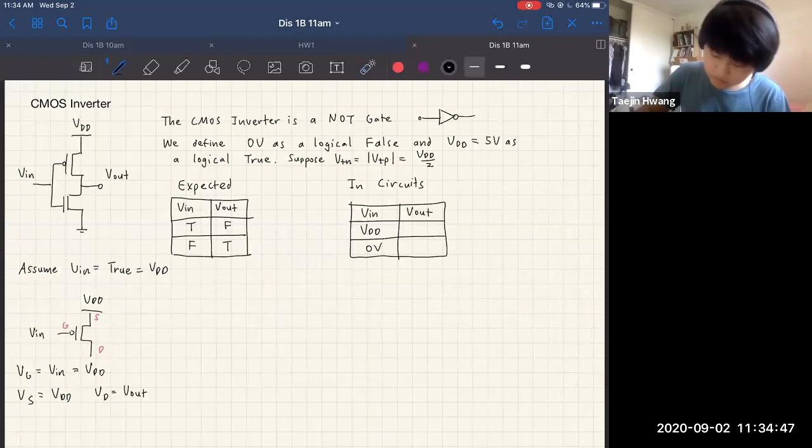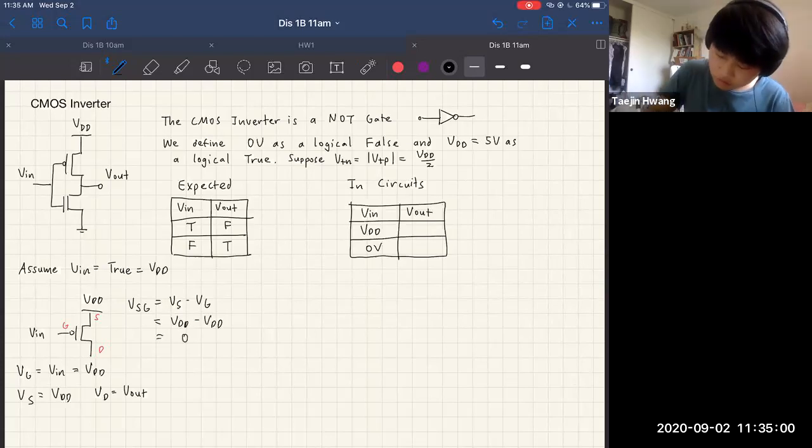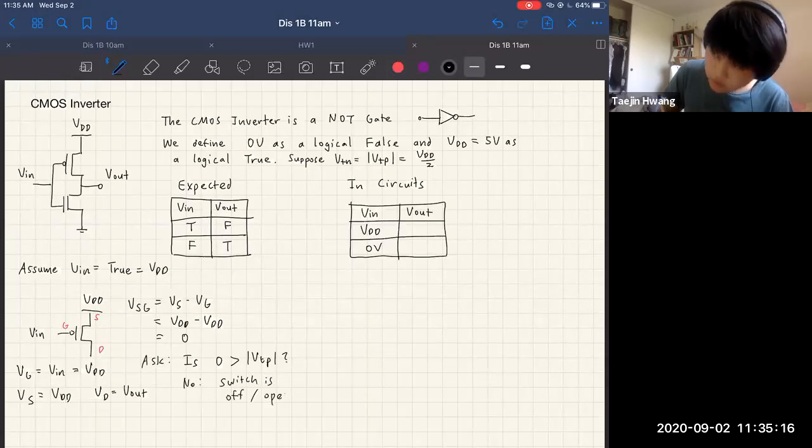V source gate is equal to V source minus V gate, in which case it's equal to VDD minus VDD, which is equal to 0. So then we ask, is 0 greater than the absolute value of V threshold? And the answer is no. So the switch is off or open.